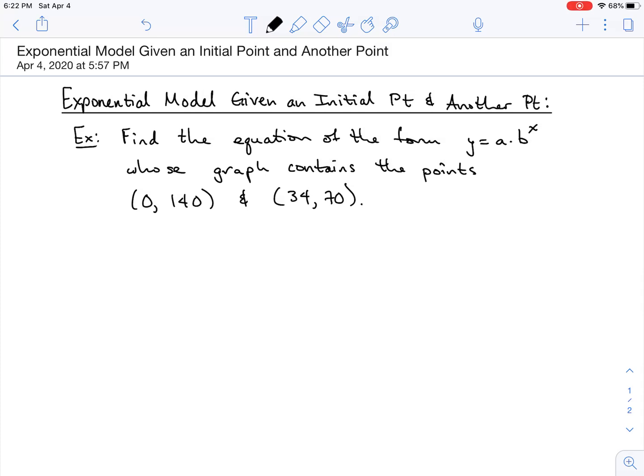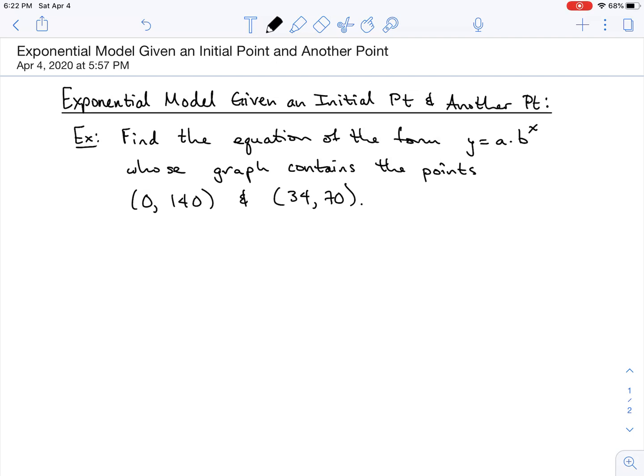We're going to work an exponential model given an initial point and another point. The example we will be working states: find the equation of the form y equals a times b to the x whose graph contains the points (0, 140) and (34, 70).